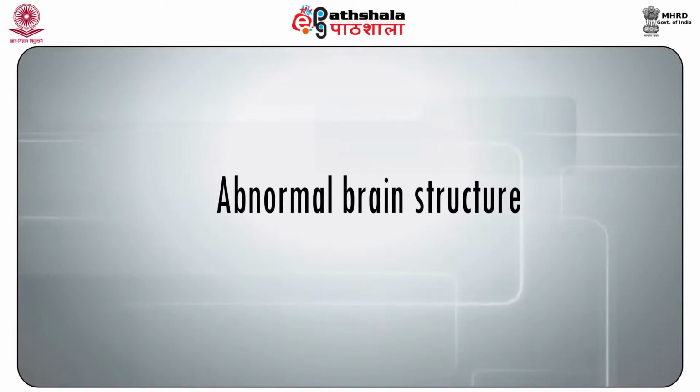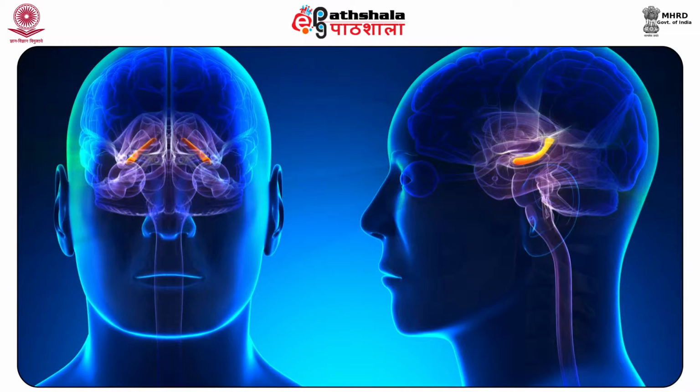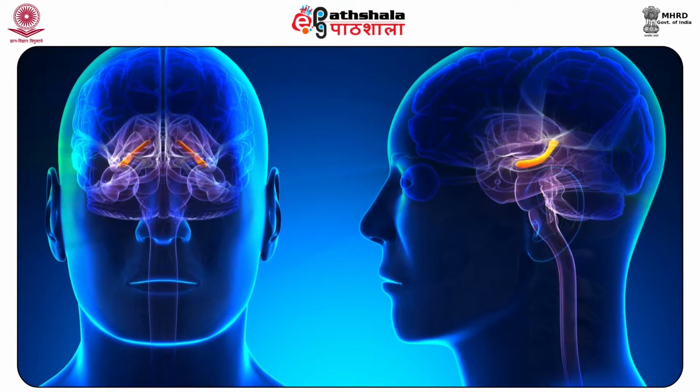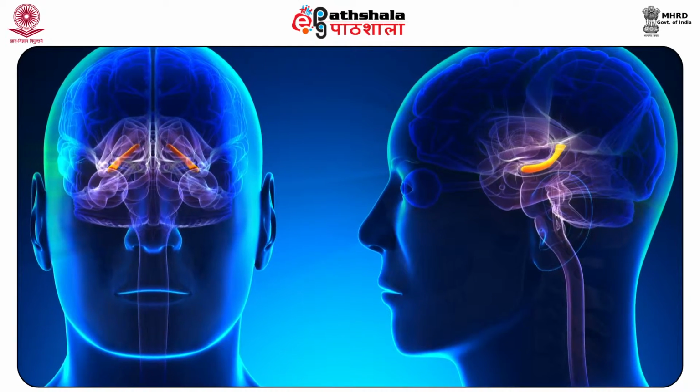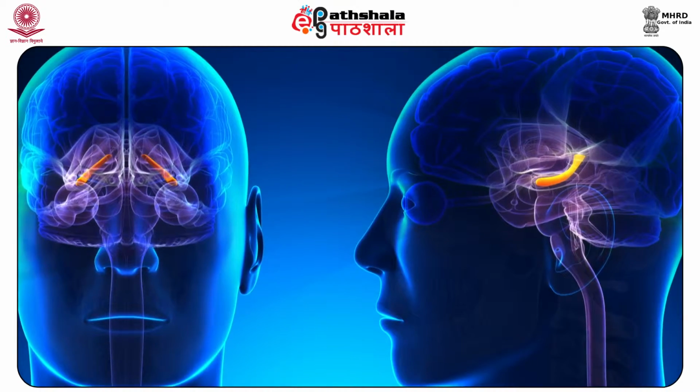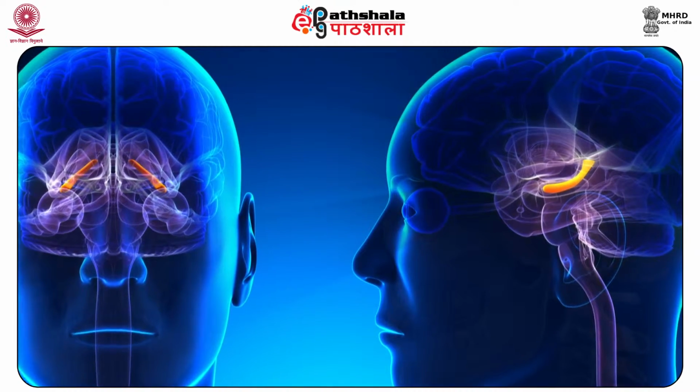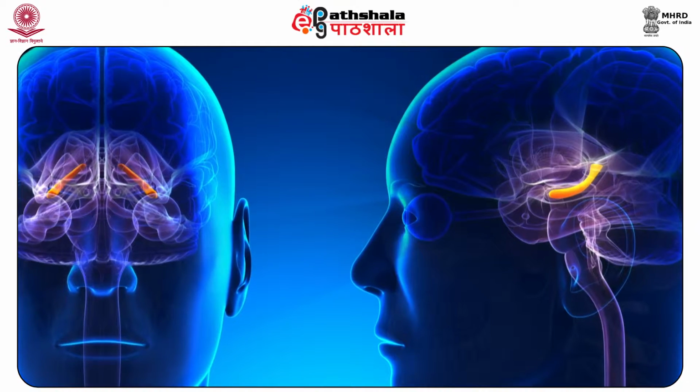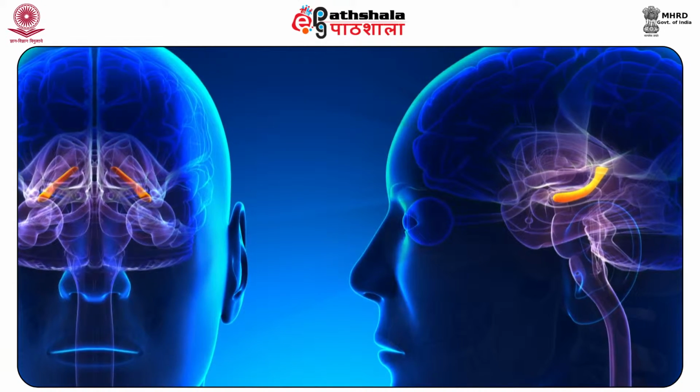Next is abnormal brain structure. With abnormal brain chemistry, abnormalities in brain configuration may also play a part in schizophrenia. Enlarged brain ventricles are observed in some schizophrenics, representing a deficit in the size of the brain tissue.